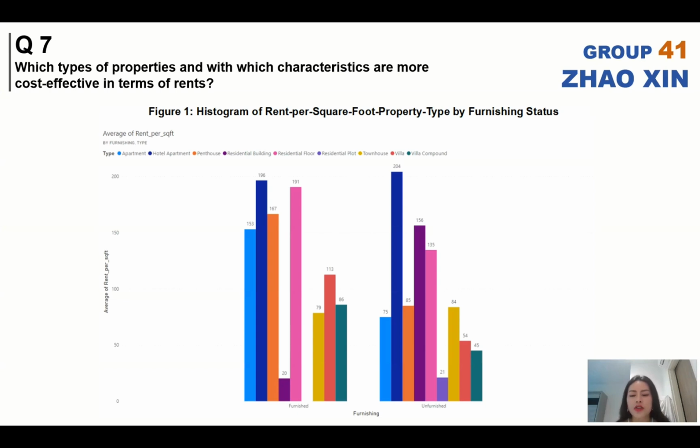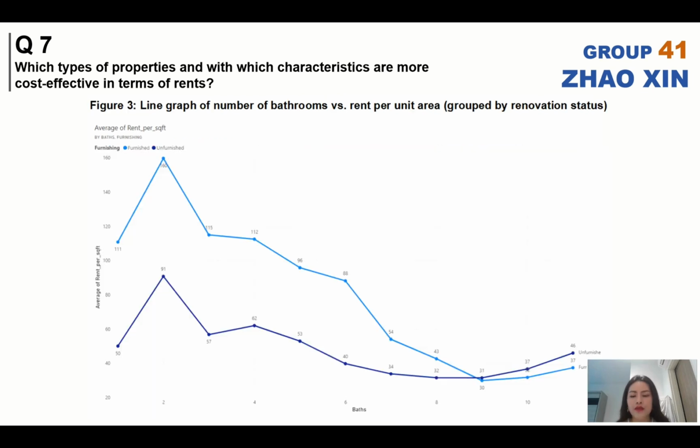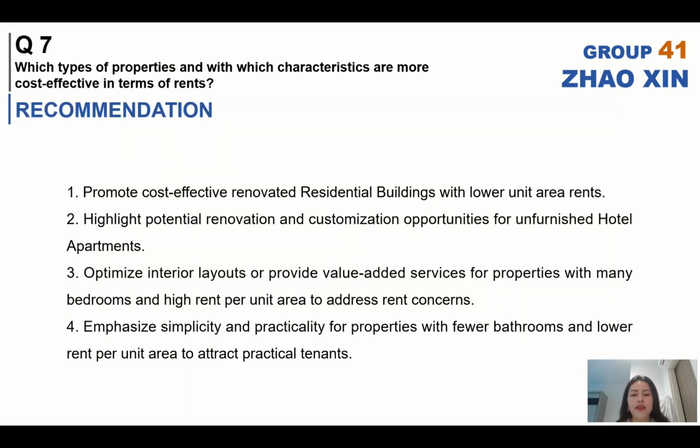Figure 1. Histogram of rent per square foot by property type and financial status. Figure 2. Heat map of number of bedrooms, type of property, and rent per unit size. Figure 3. Line graph of number of bedrooms compared with rent per unit area. Based on this analysis, we can get the following conclusions and suggestions.